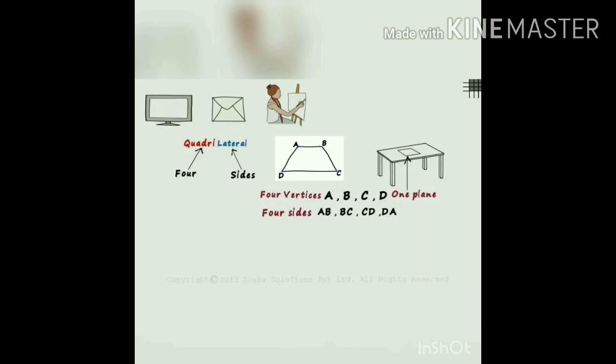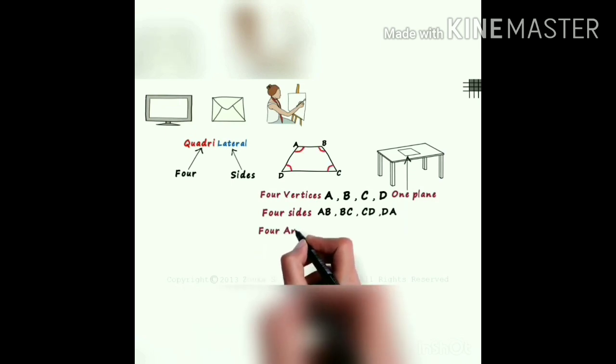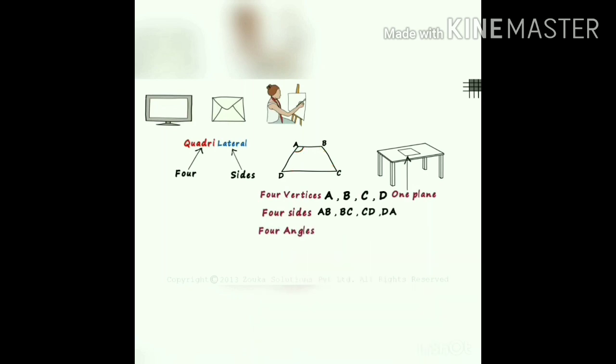Okay, next. Observe all the vertices, where two sides meet at a point, that is called an angle. This is one angle. So a quadrilateral has 4 angles: this one, this one and this one. This forms the 4 angles of a quadrilateral.